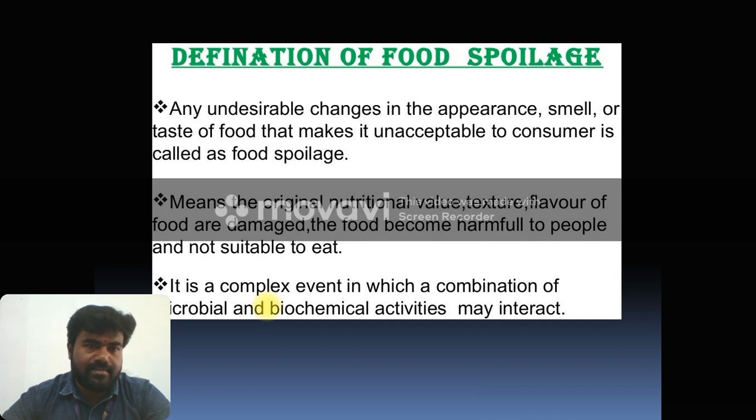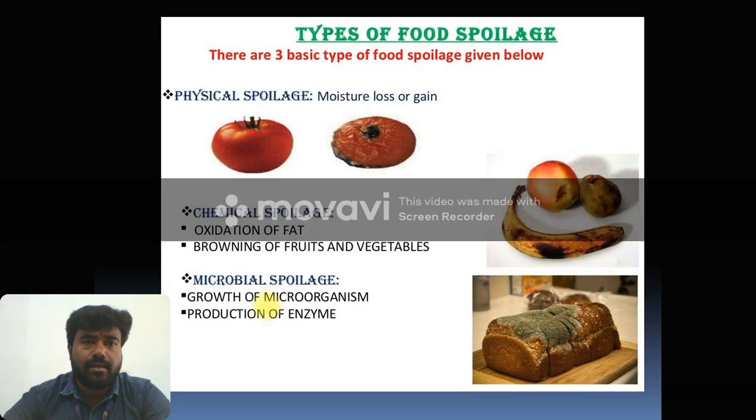Food spoilage is nothing but undesirable changes in the appearance, smell or taste of our food sources. That means the nutritional value, textures and flavors will also be damaged by the spoilage organism, so at the same time the food becomes harmful to people and not suitable to eat. Generally it is a complex event in which a combination of microbial and non-microbial activities may interact at the same time. So, different types of food spoilage are available.